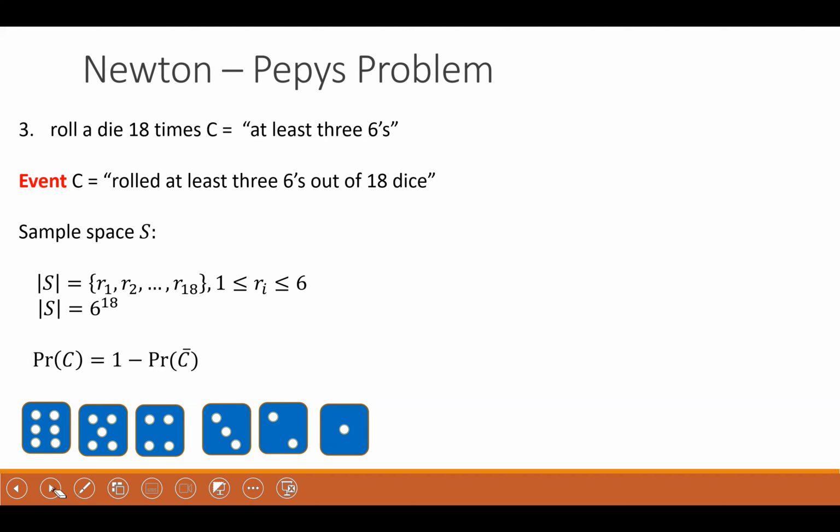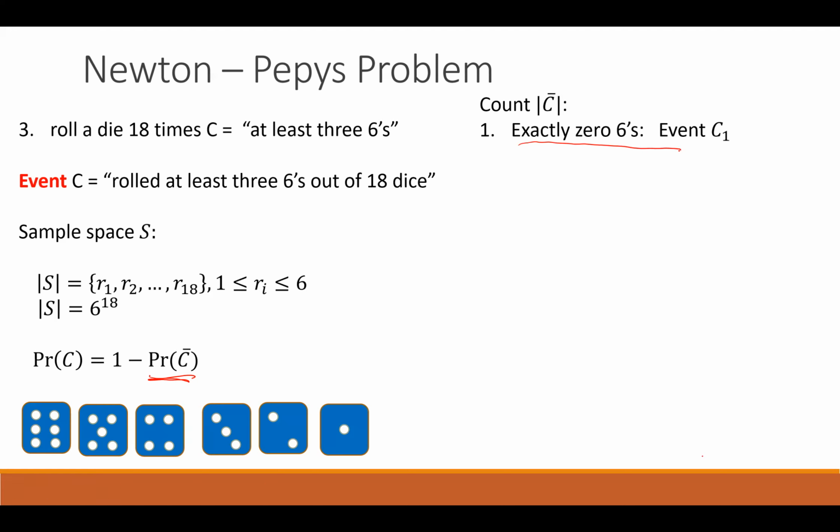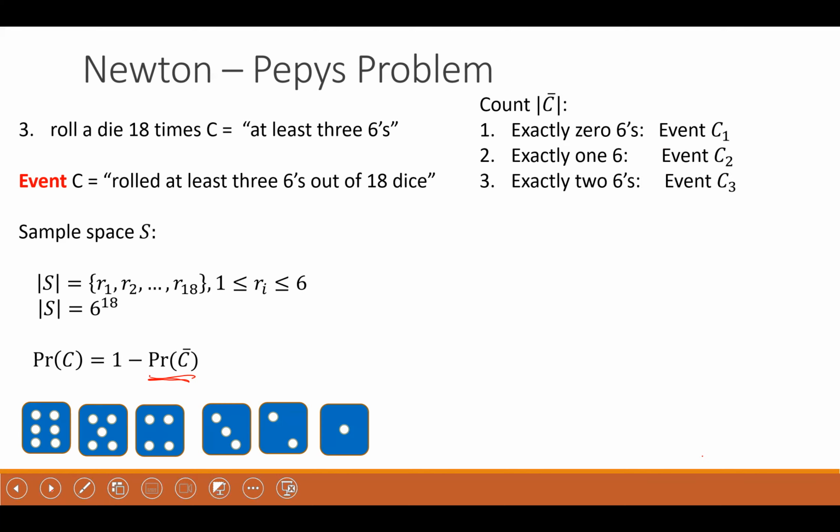And then event C, again, we're going to use the complement rule. I mean, we can go through the same thing we did before and look at how many cases on the one hand and how many cases on the other. This has 3 cases now, but it's still a lot less than 15 cases on the other side. So complement rule it is. If I count C complement, I can have exactly 0 6s, and we'll call that event C1. I can have exactly 1 6, we'll call that event C2. And then we can have exactly 2 6s, and we'll call that event C3. So this is all the ways I can have less than 3 6s.